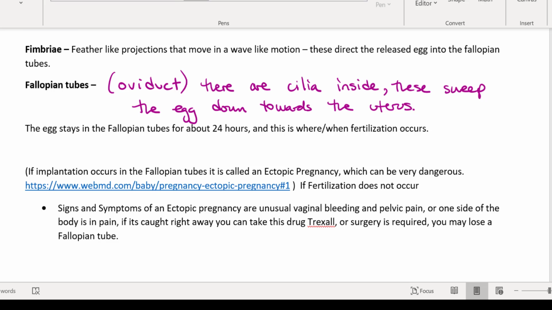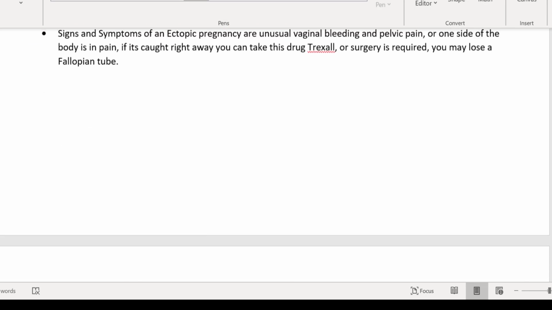If it's caught right away, you can take the drug Trexol, or if it's not caught right away, you would have to have surgery, and then you may actually lose a fallopian tube, which is not good at all.